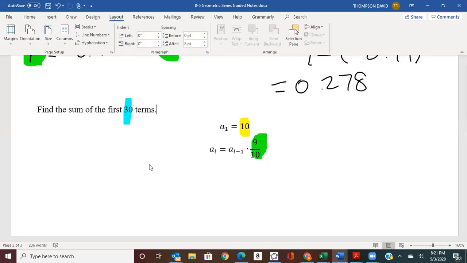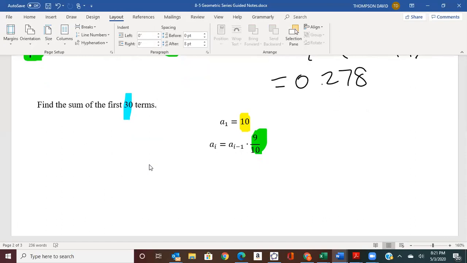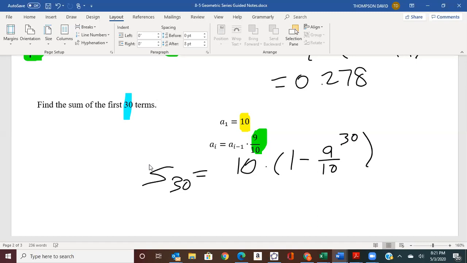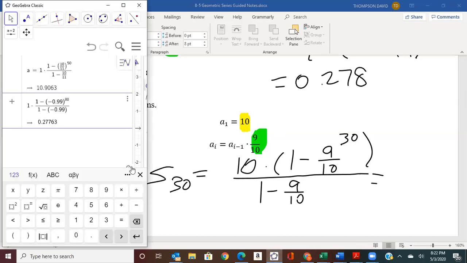Okay, so all the information is given to us, so we're just going to plug it into the formula. So S30 equals 10 times 1 minus 9 tenths to the 30th. We could also just use a decimal approximation, but since it's already written in fraction form, we'll just leave it as a fraction, all over 1 minus 9 tenths. From here, it's a calculator problem. So again, I'll use my favorite calculator, GeoGebra.